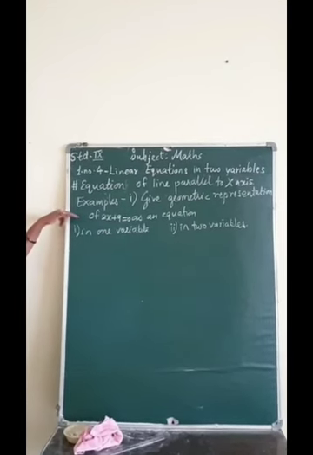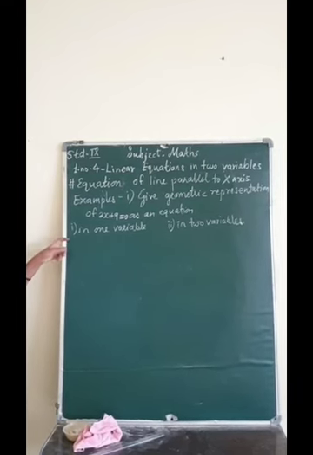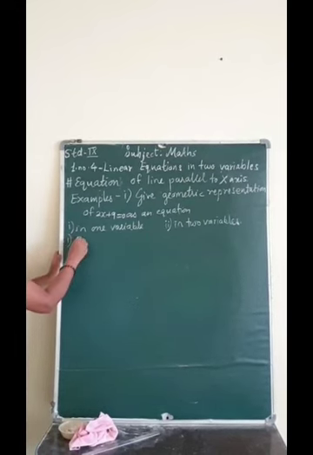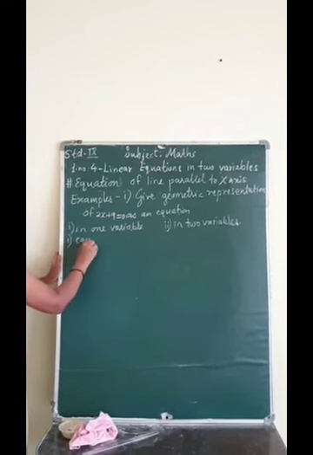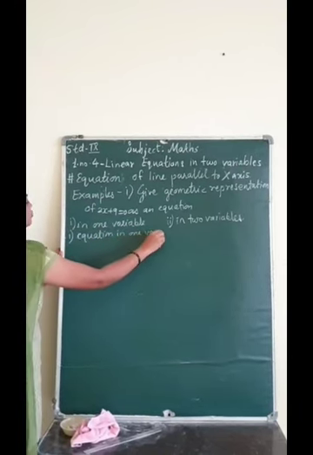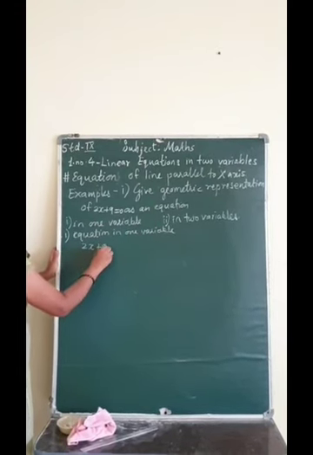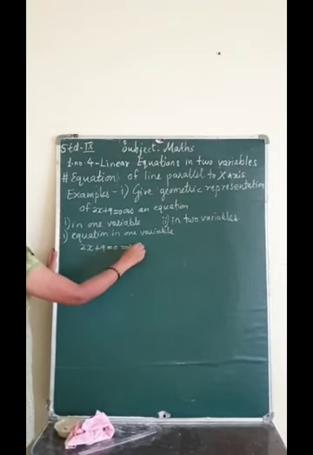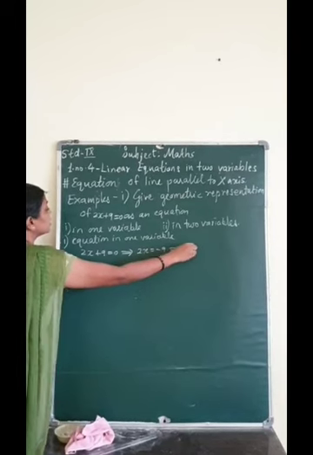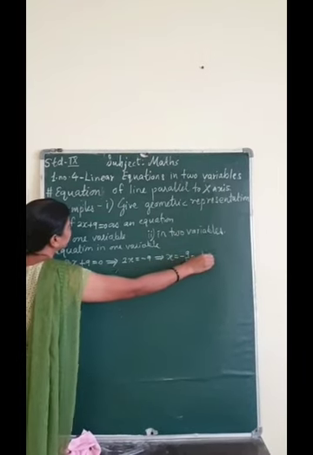Give geometric representation of 2x plus 9 is equal to 0 as an equation in one variable and an equation in two variables. First we will write it as an equation in one variable. The equation is 2x plus 9 is equal to 0. So find the solution: 2x is equal to minus 9, which gives us x is equal to minus 9 upon 2. Finally it is minus 4.5.